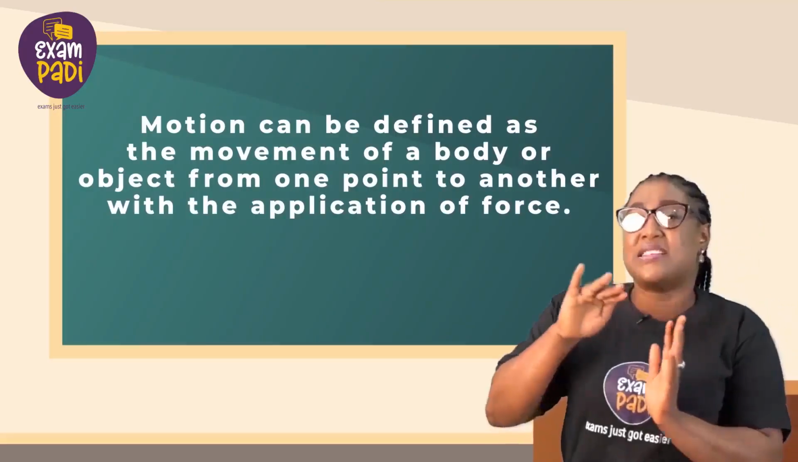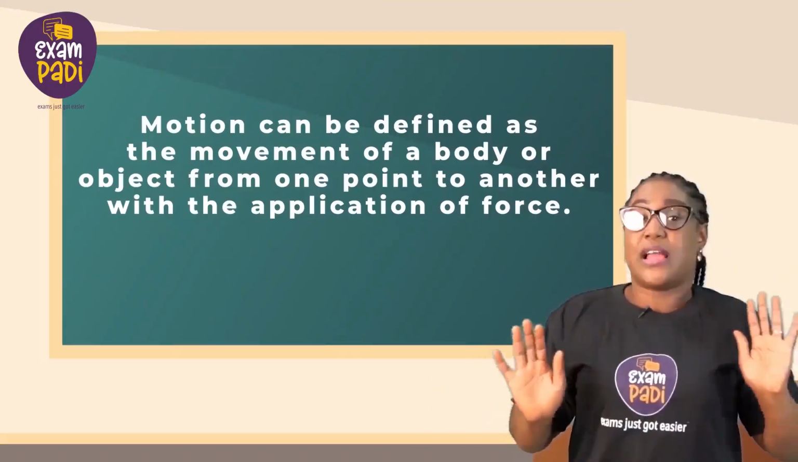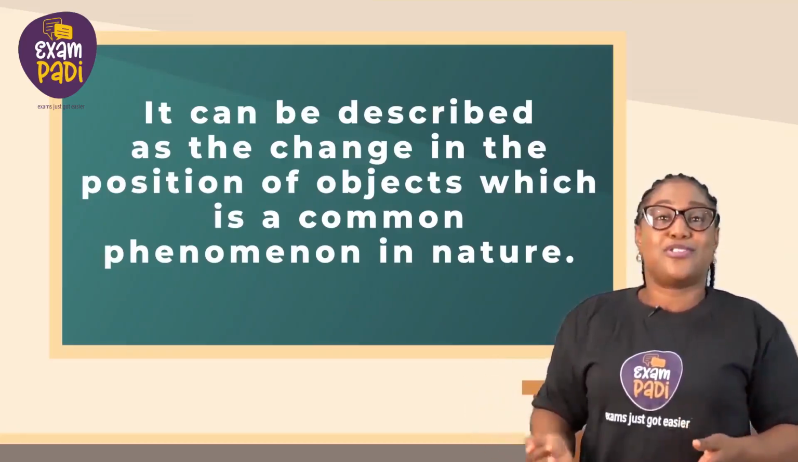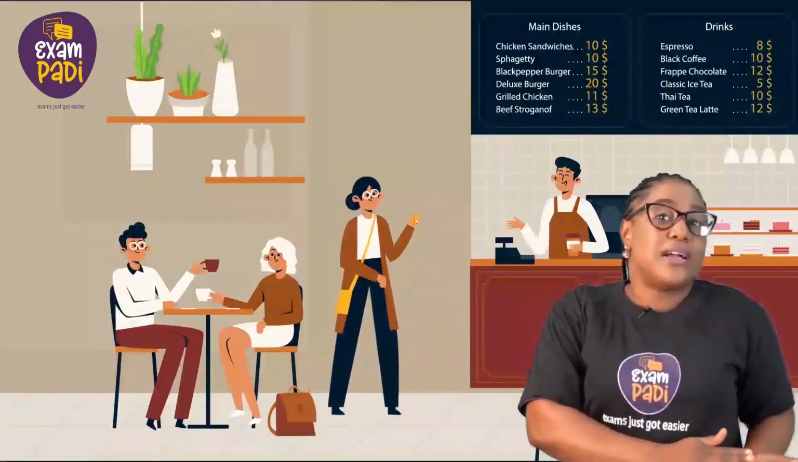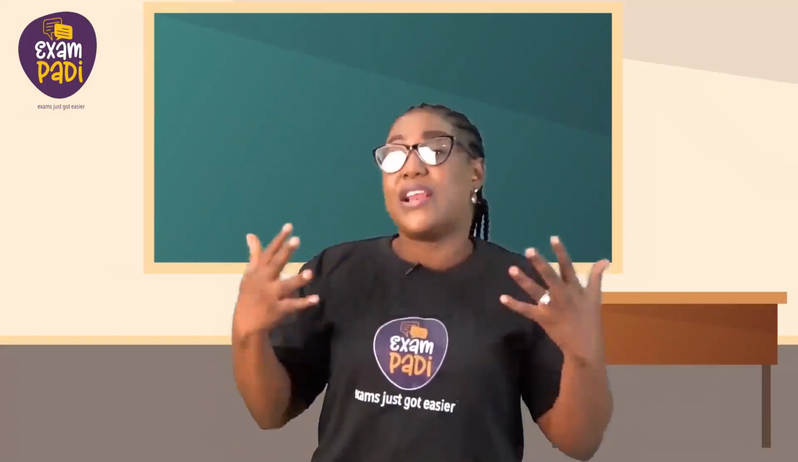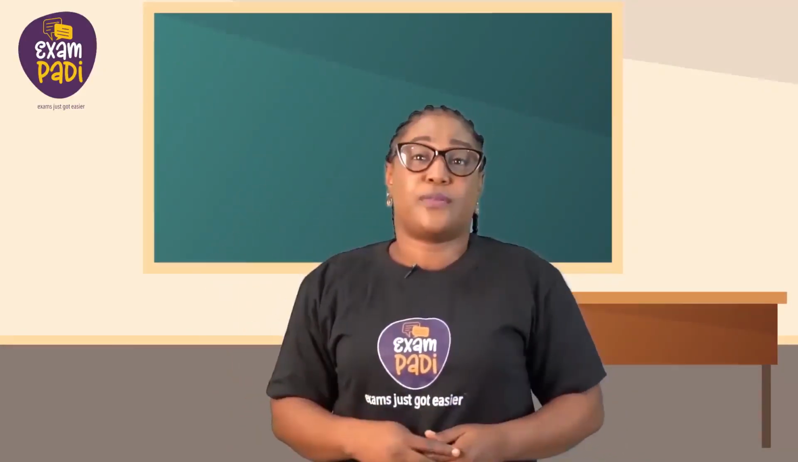Motion can be defined as the movement of a body or object from one point to another with the application of force. It can be described as the change in the position of objects, which is a common phenomenon in nature. The moon moves and we humans move from one place to another as well. It is also a common practice for various components of a mechanical system to move relatively to one another. The motion of an object is explained by its speed and direction of motion.